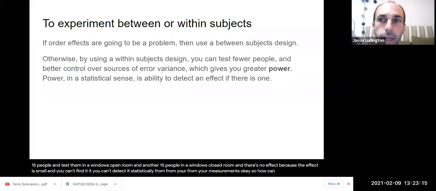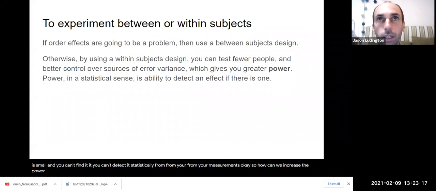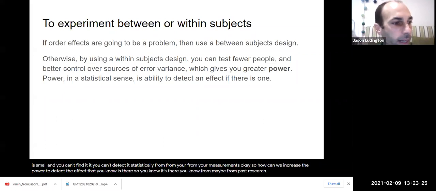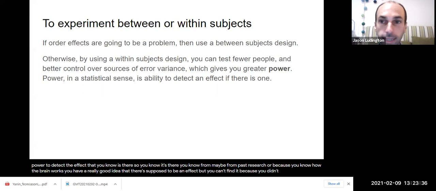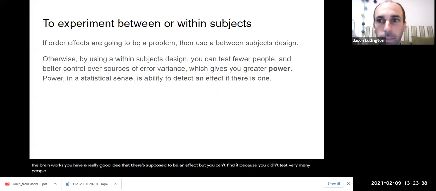Okay, so how can we increase the power to detect the effect that you know is there? You know it's there, maybe from past research or because you know how the brain works, you have a really good idea that there's supposed to be an effect. But you can't find it because you didn't test very many people. So how can you increase your power?